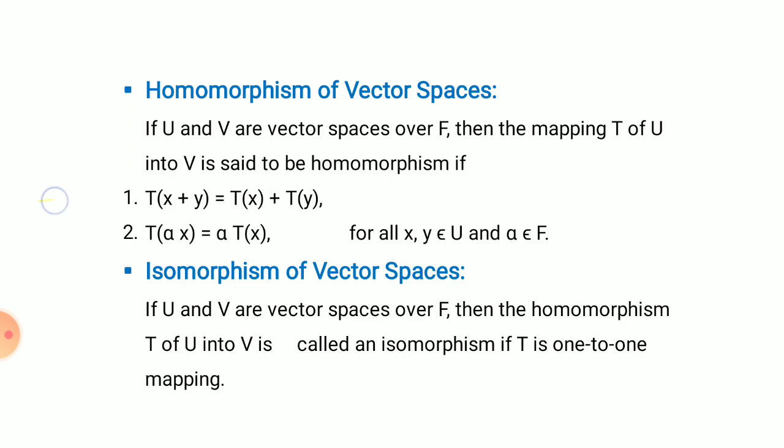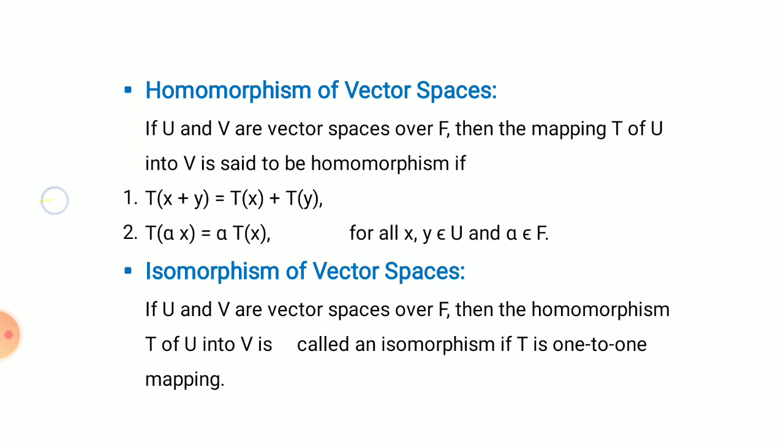Already you know what is a homomorphism of groups. In fifth semester we have studied. Also we have studied isomorphism of groups, kernel of homomorphism of groups. All these things we shall repeat for the vector spaces. Also we have studied all these things for ring theory also. Now we shall define homomorphism of vector spaces.